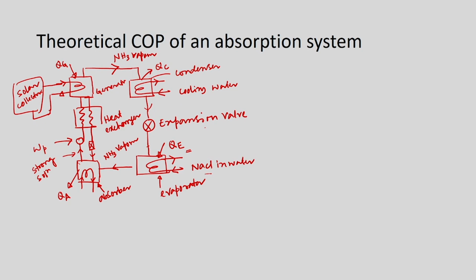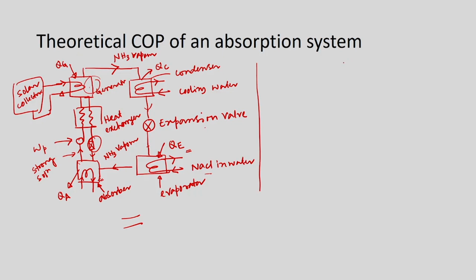So, as you know, the boiling point of ammonia is less than that of water, the ammonia vapor is given off from the aqua ammonia solution at high pressure, here, and this weak solution returns to the absorber through this pressure reducing valve. So, this is important, right. So, now what we will do, we will do the analysis for calculation of theoretical COP of an absorption system, right.